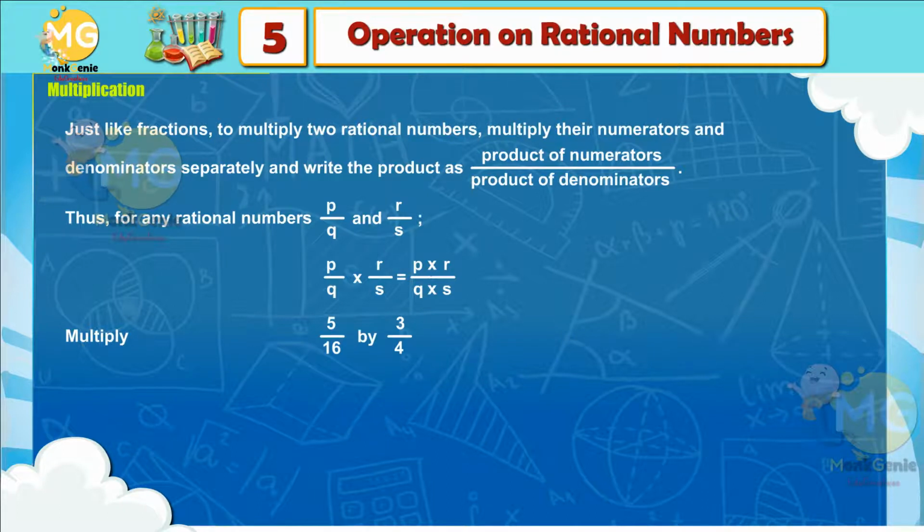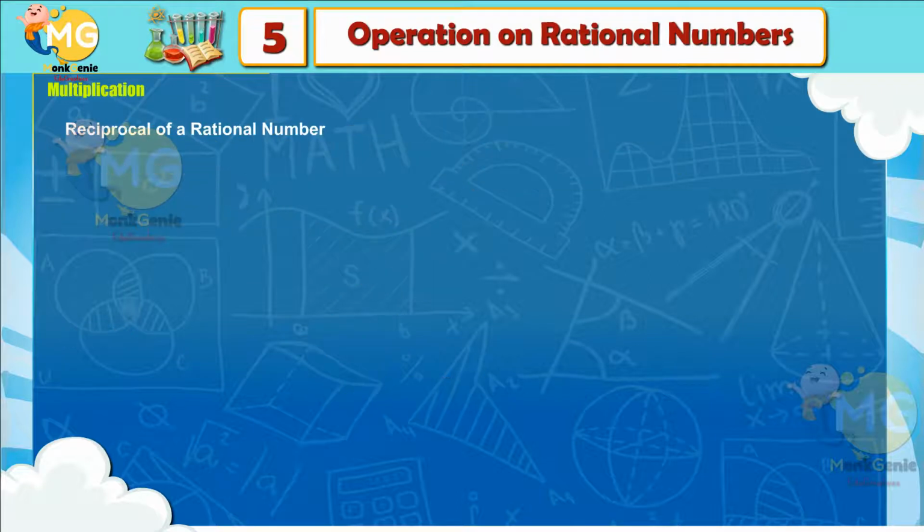Multiply 5/16 by 3/4. 5/16 × 3/4 = (5 × 3)/(16 × 4) = 15/64.